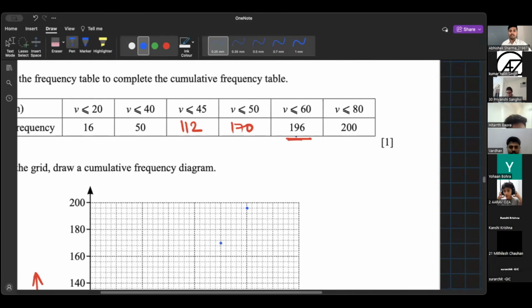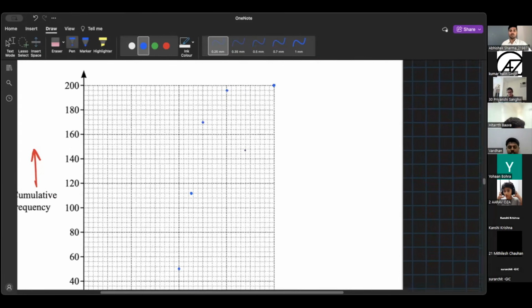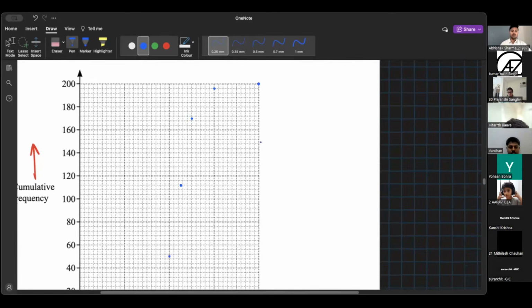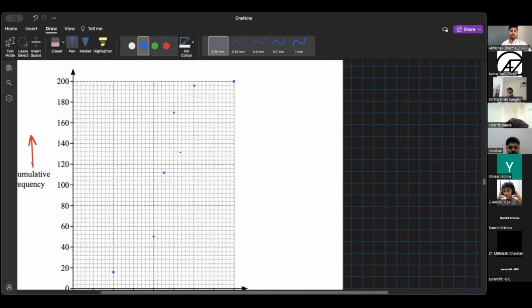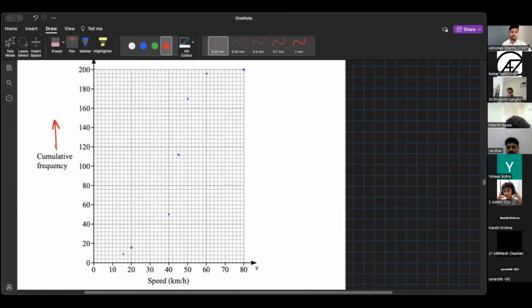And at 80 it is 200. So that's the final one. Now, these were the points. We also have to sketch the curve to complete the diagram. So let's not use a scale here now. It's a curve, a cumulative frequency curve. So you have to sketch it with freehand like this.